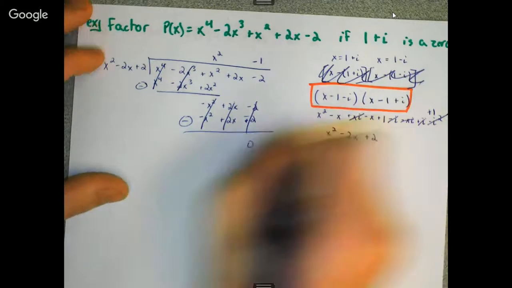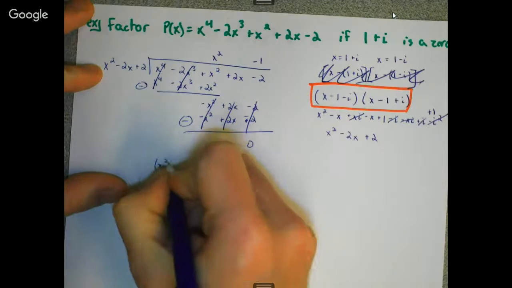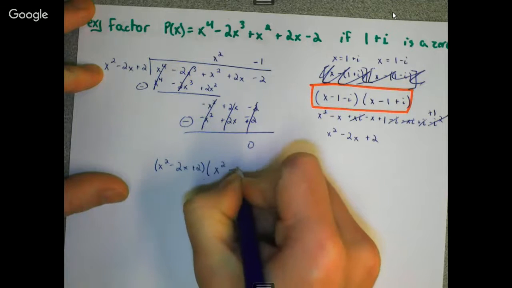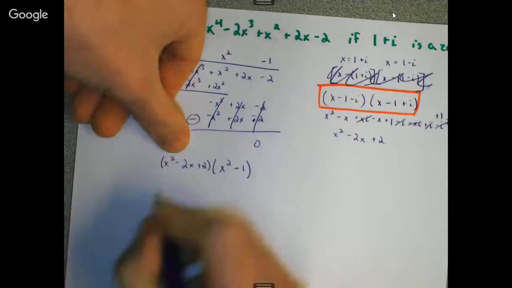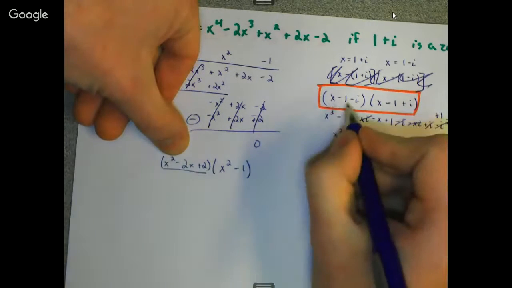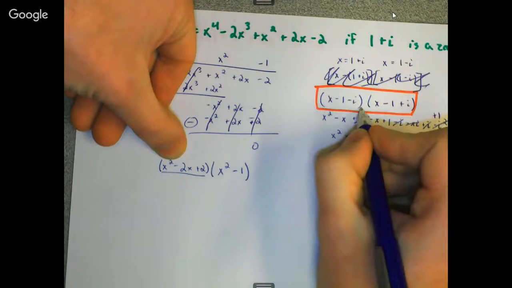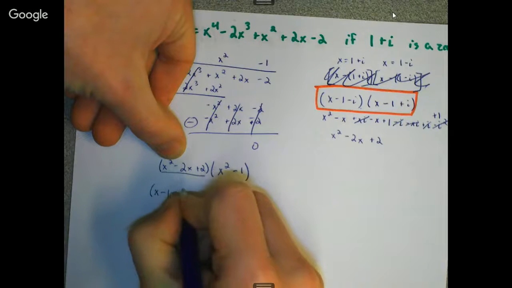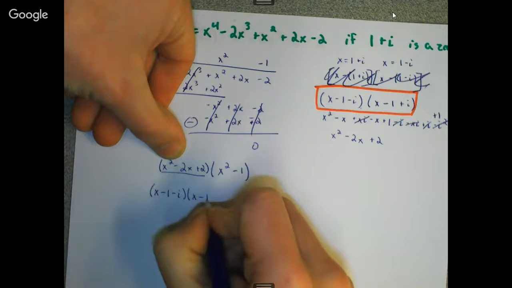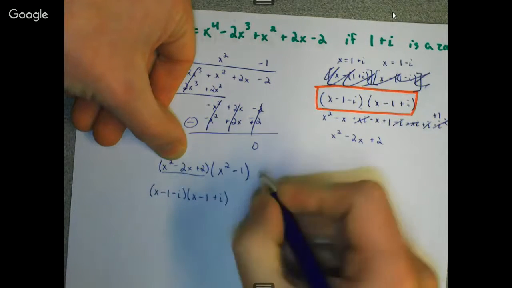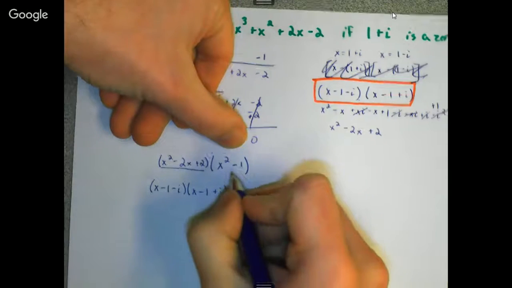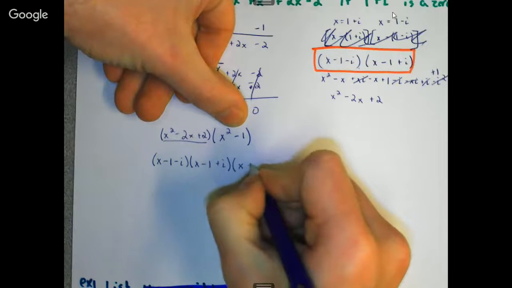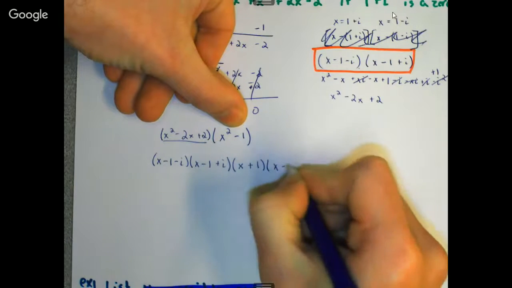So then I have x squared minus 2x plus 2 times x squared minus 1. Well, this factor came from over here, right here. So we'll say x minus 1 minus i, x minus 1 plus i. And now tell me how this one factors. We should know how to do that one. That's just a difference of squares: x plus 1, x minus 1.